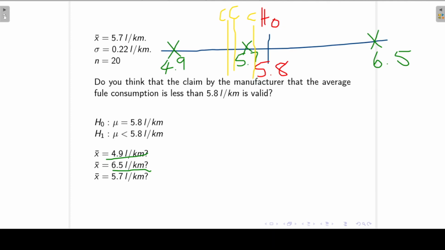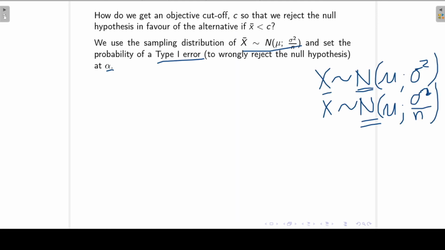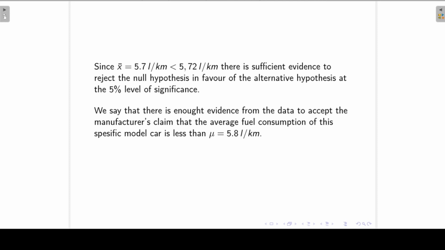So if we go back to this slide, we have now found an objective cutoff value, which is 5.72. And if my sample mean lies to the left of that, I reject the null hypothesis. If it lies to the right of the cutoff value, I do not reject the null hypothesis. Now my sample mean, or for this example, the sample mean was 5.7. It is less than the cutoff value, 5.72. So we can say there's sufficient evidence to reject the null hypothesis in favor of the alternative at the 5% level of significance. And we can now make our final conclusion. We say there's enough evidence from the data to accept that the manufacturer's claim that the average fuel consumption of this specific model car is less than 5.8 liters per kilometers.